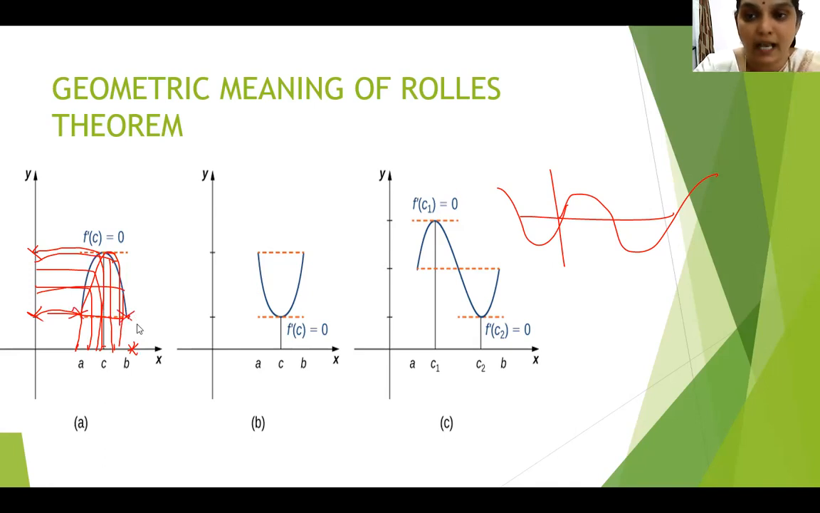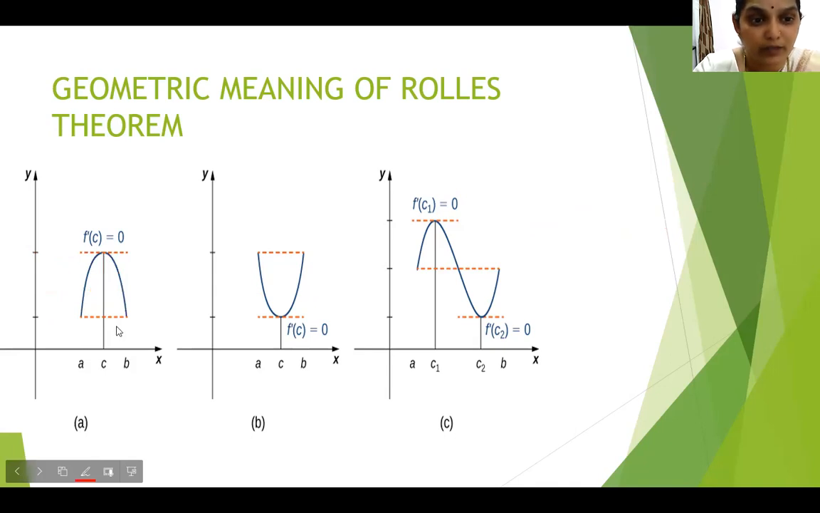In case this happens, then there exists at least one point on this interval. There exists at least one point between A to B, there is a point C here. This point C, its value f of C, its derivative with respect to x at that point is 0. Whenever the derivative becomes 0, dy by dx equal to 0.